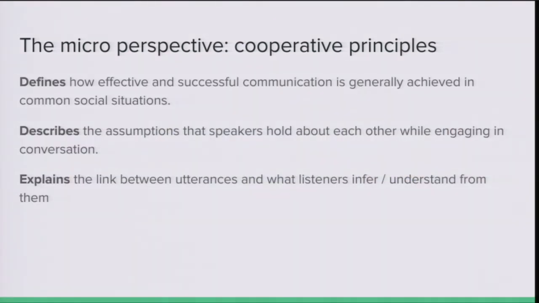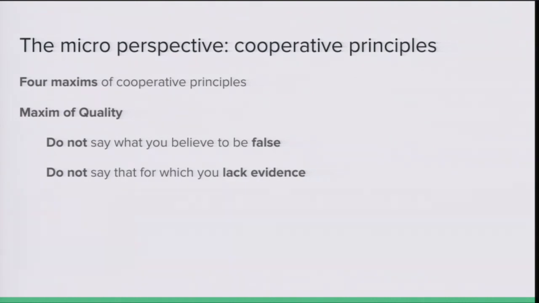Maybe she wasn't asking. The way we could explain the weird thing that's happening there is using cooperative principles. These were given by Grice in the 1950s. It's probably the beginning of what we call pragmatics today. It defines how effective and successful communication is generally achieved in common social situations. It describes the assumptions that the speaker and the hearer have about each other while communicating, what the other person is saying or trying to say. It also explains the link between utterances and what listeners infer or understand from them. Let's see, there are four maxims that Grice proposes.